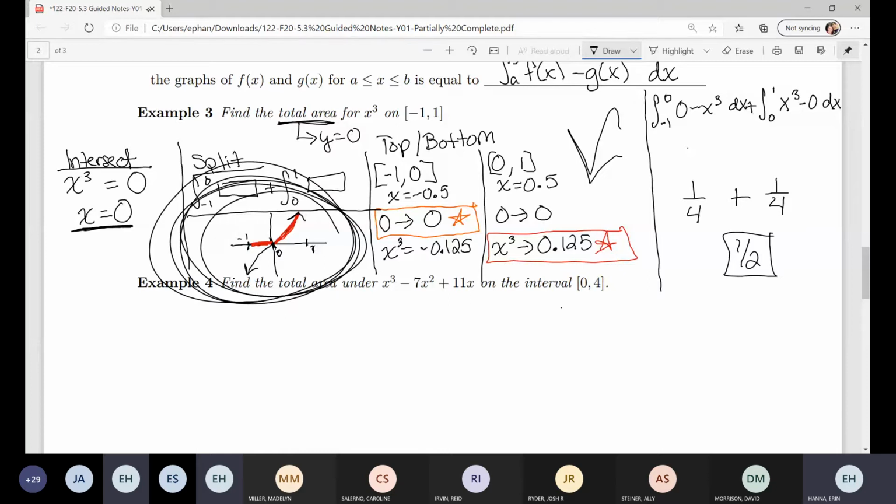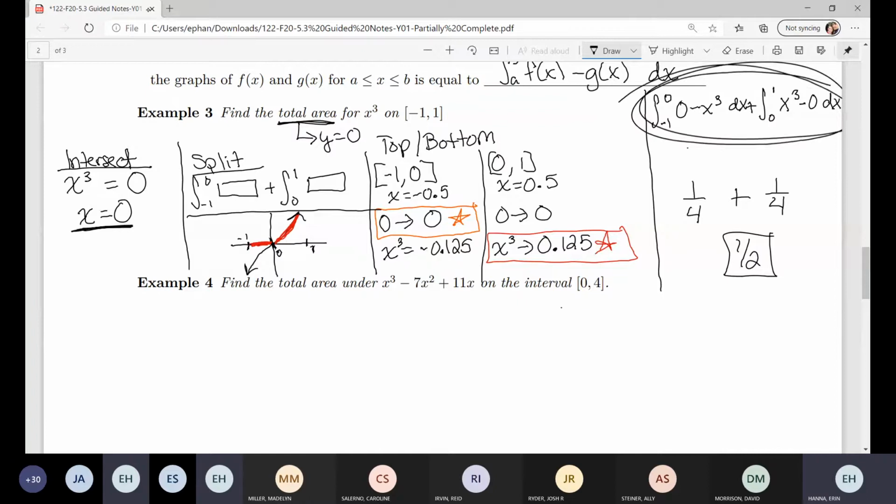But algebraically, remember, that's when you pick a test point between the 2 points of the interval, plug it into both functions, see which y value is larger, and then you write out your integrals in terms of top minus bottom. The one last thing I was going to write on this one, and I think I ran out of time last time, was the antiderivatives.